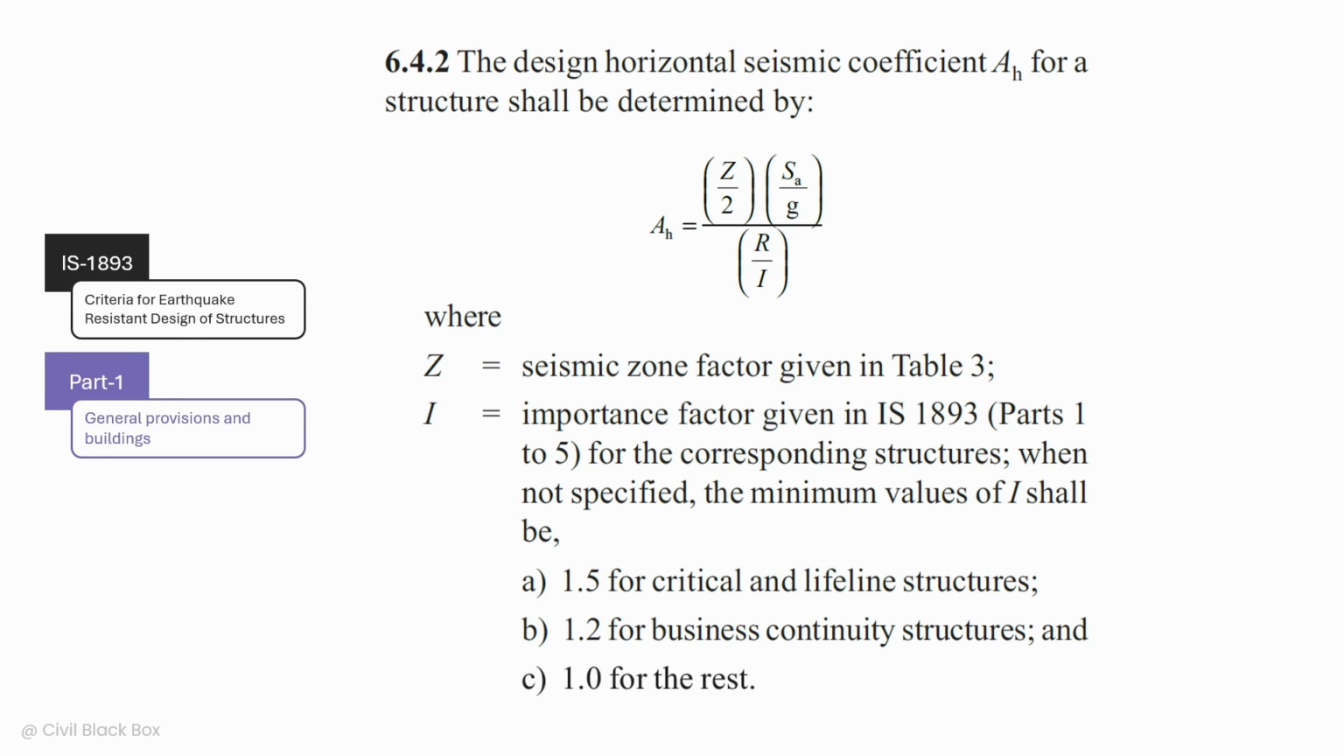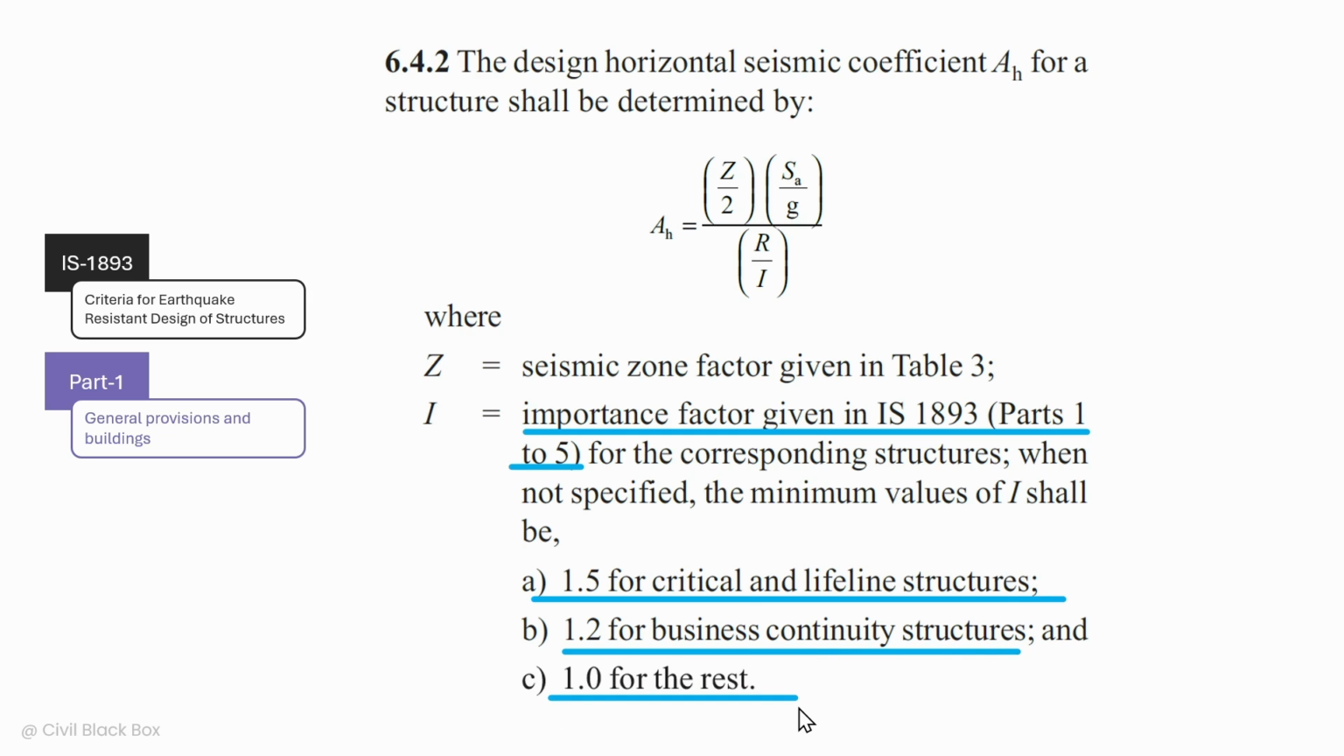If we go through the IS 1893 Part 1, Section 6.4.2, this is where we talk about I. The I mentioned here is simply the importance factor given in IS 1893 from Parts 1 to 5. So it is clearly mentioned that it is talking about Parts 1 to 5 for the corresponding structures. When not specified, the minimum values are given as follows: 1.5 for critical and lifeline structures, 1.2 for business continuity structures, and 1 for the rest. So this is the overarching principle on which the importance factor is taken.